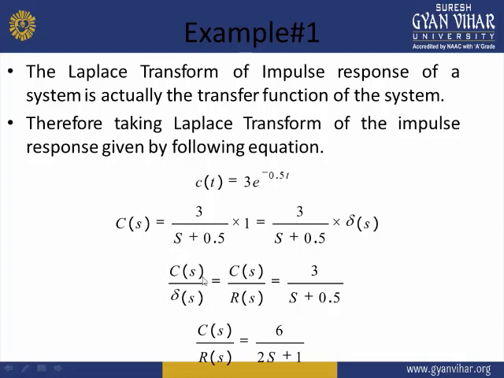Therefore, C(s)/delta(s) will be equal to C(s)/R(s), which is equal to 3 upon s plus 0.5. So if I multiply this complete equation by 2, I will get 6 upon 2s plus 1. Therefore, the time constant is coming to be 2, and the transfer function is 6 upon 2s plus 1. What is the DC gain? The DC gain is coming to be 6.